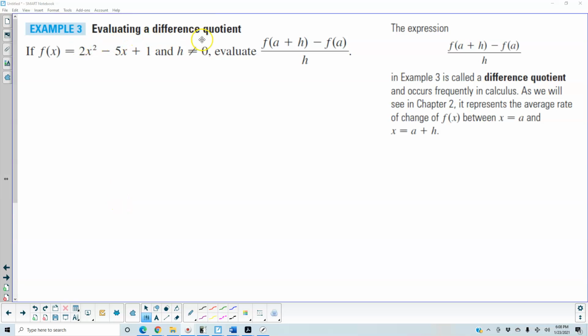Example 3, evaluating a difference quotient. If f of x equals 2x squared minus 5x plus 1 and h is not equal to 0, we're going to evaluate f of a plus h minus f of a over h.